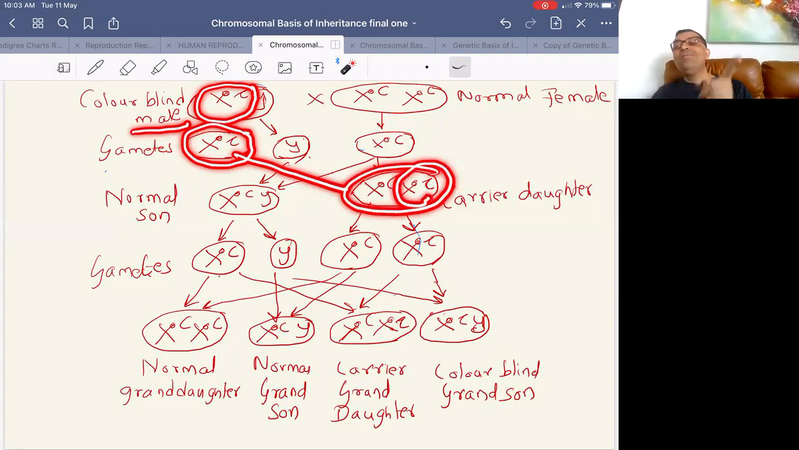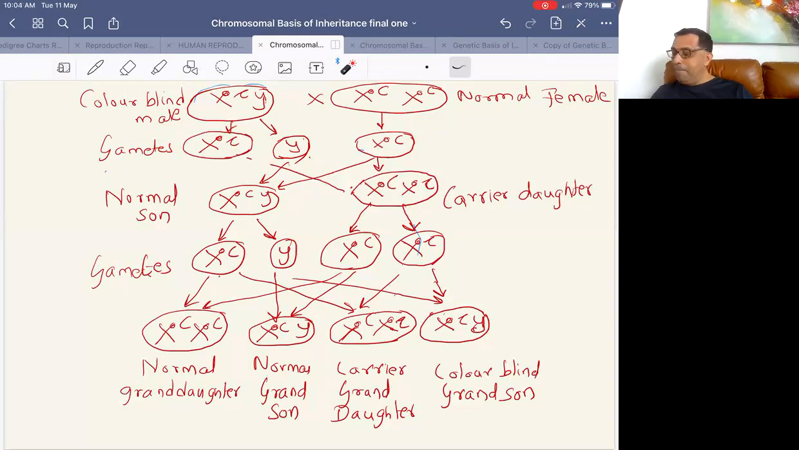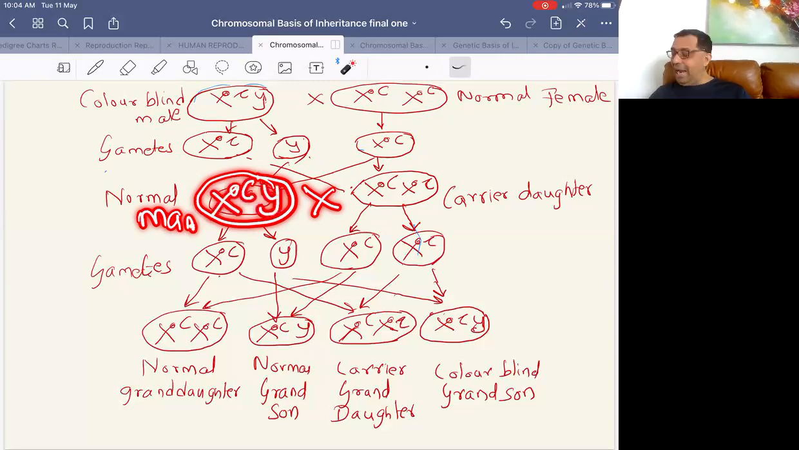Now, suppose this daughter marries a normal man. This will be interesting. Now, where will the inheritance take place? The man is normal, X capital C Y, and the daughter is a carrier, X capital C X small c. Now, which gametes will be formed? X capital C and Y.